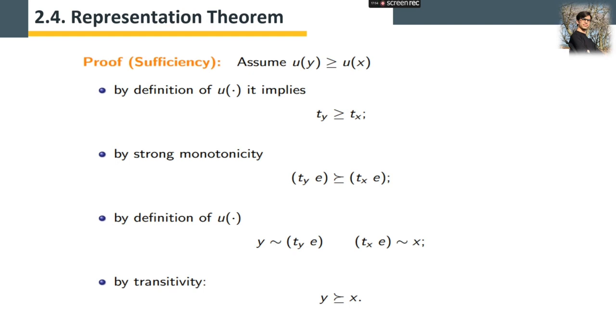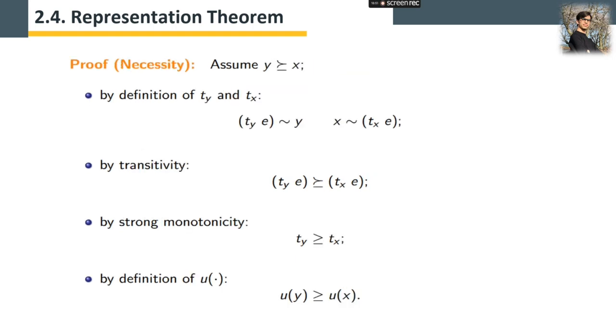when y is indifferent to ty multiplied by e and tx multiplied by e is indifferent to x, instead of ty multiplied by e we can write y, and instead of tx multiplied by e we can write x. We substitute y for ty multiplied by e in this relationship of strong monotonicity, and x for tx multiplied by e, and we will have this relationship by transitivity, which is y is at least as good as x. So then the utility of y is greater than or equal to the utility of x only if y is weakly preferred to x, or y is at least as good as x. This is the proof of sufficiency here.